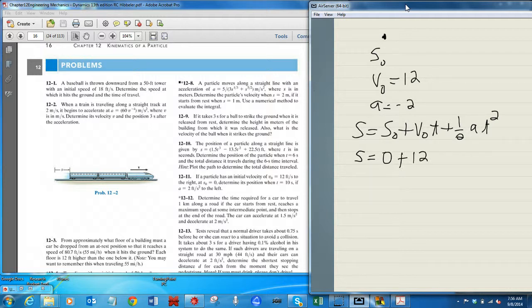The time they told me was 10. Is that right? Yeah, okay. Times 10. Let's see, plus 1/2 a. What is a? -2. So I'll say minus 1/2 times 2 times 10 squared. Okay, so got your calculator, bing, bang, boom, off you go. So it's 120 minus 100. Okay, so s is 20. Does that answer your question? Okay. Can you give me an answer?